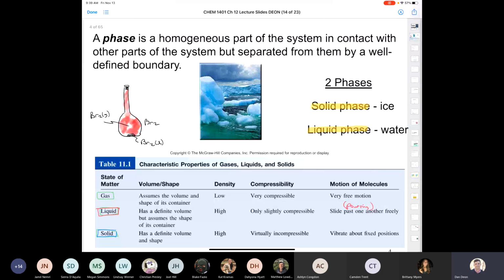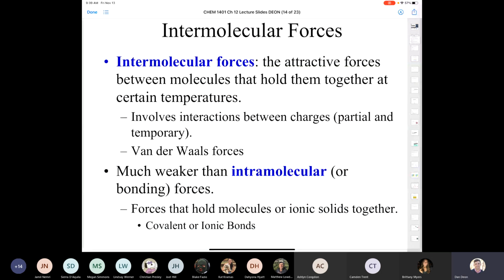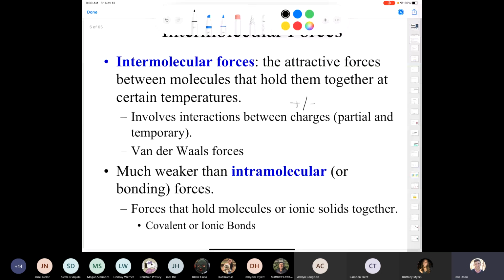So let's get into intermolecular forces. Intermolecular forces are the attractive forces between molecules that hold them together. What's holding the molecules of water together in a glass of water or in a bottle of water? It involves interactions between charges. You guys remember? Opposites attract, right? We know that plus is going to be attracted to minus.